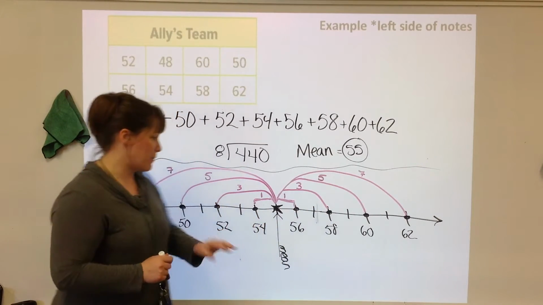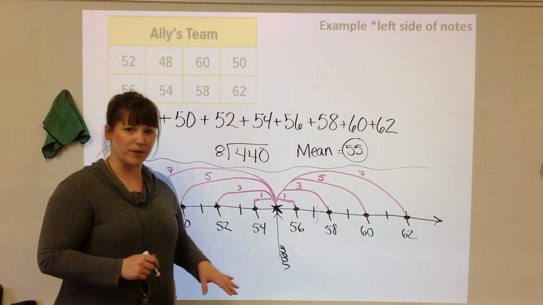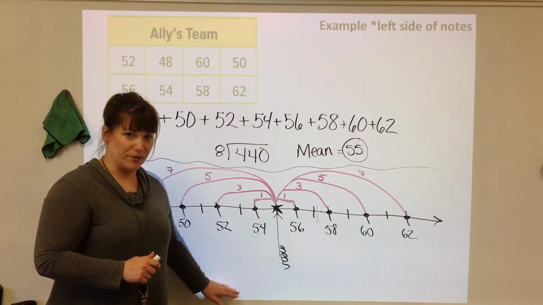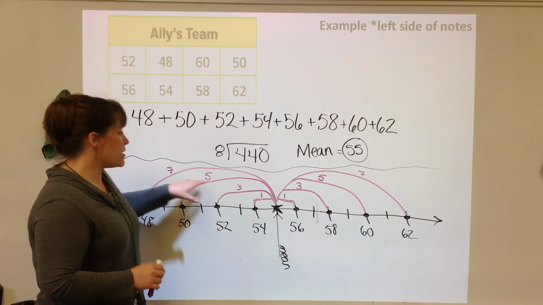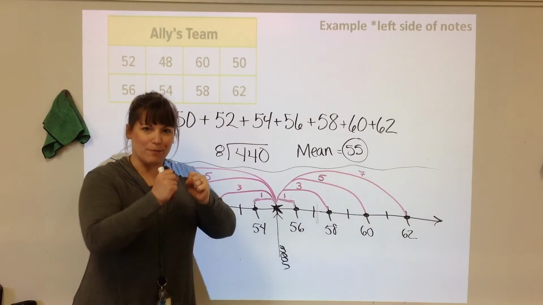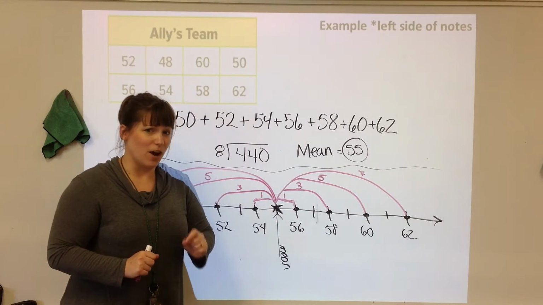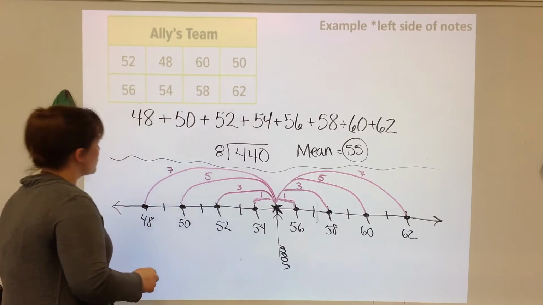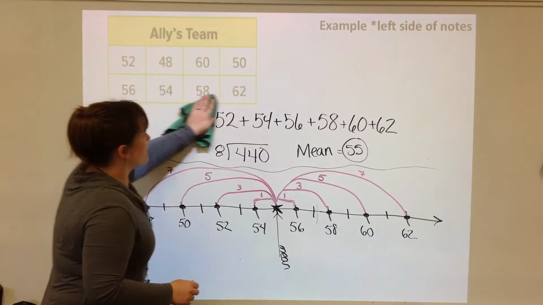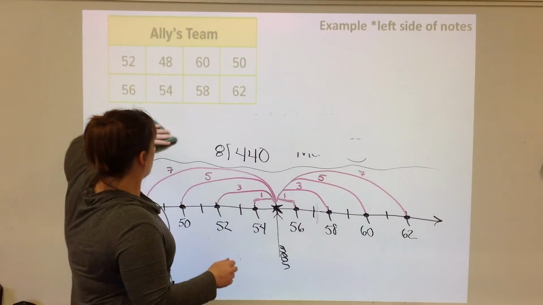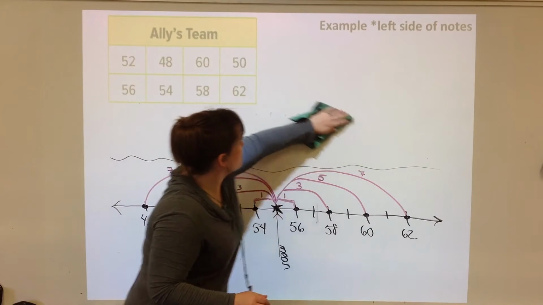The last step, and I know I'm running out of a little bit of room here. Hopefully you have a little bit of room underneath. We're going to take these new numbers, add them up, and divide by 8 to get our MAD. So I'm just going to erase my original mean so that you can still see this picture.